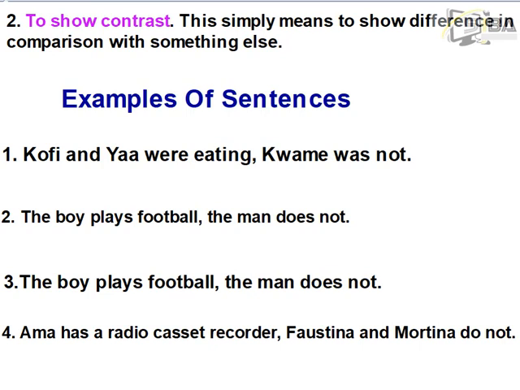The boy plays football, the man does not. So here, the boy does play football, but the man doesn't. And the last one, we have: Amma has a radio cassette recorder, Faustina and Martina do not. I hope it is clear. Now let's look at the next one.